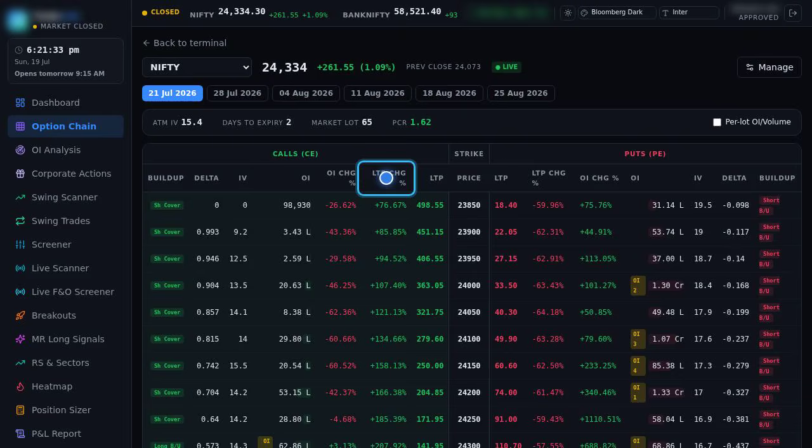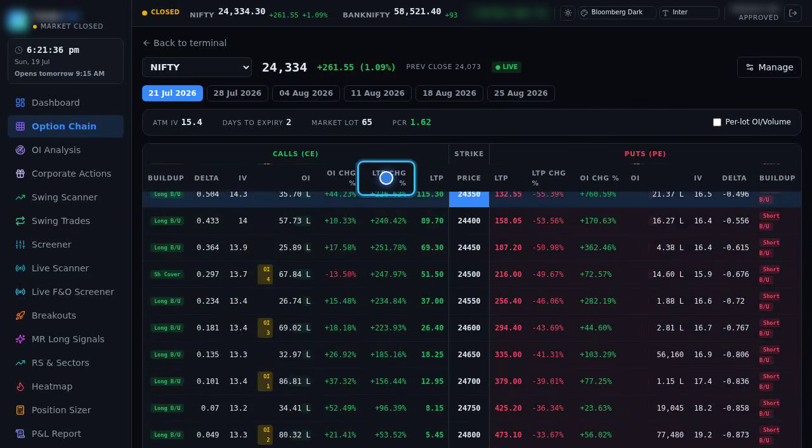Every option has a price, and you'll find it in the LTP column, the last traded price. This is the premium, the actual amount of money you pay per share to buy that one option. To get the real rupees, multiply that premium by the lot size shown in the strip. So if a Nifty call trades at 80 rupees and the lot is 75, one lot costs you 80 times 75, 6,000 rupees, and that 6,000 is the maximum you can lose.